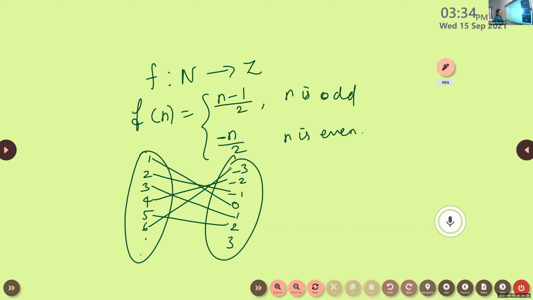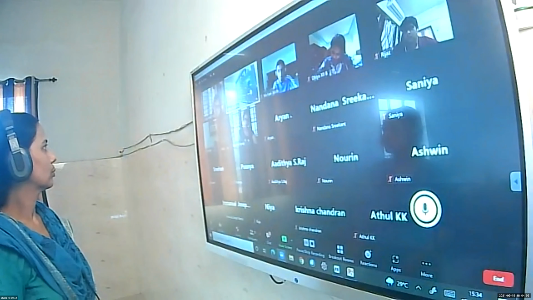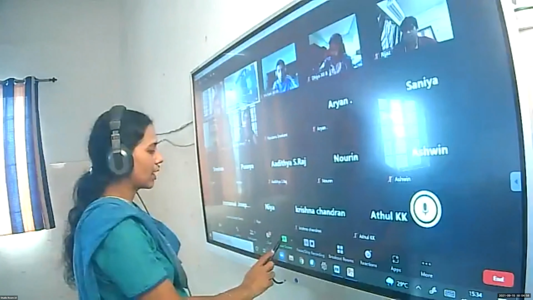What is the answer? It is one-one and onto, isn't it? In all the cases, if you look, all distinct elements have distinct images. What about the pre-image? If you take all the positive integers, they are mapped onto the odd numbers, and the negative numbers are mapped onto the even numbers. Is it correct? Therefore, it is one-one and onto.